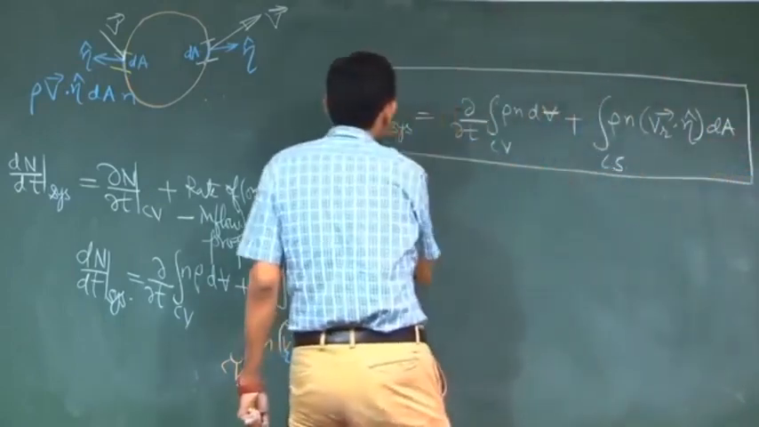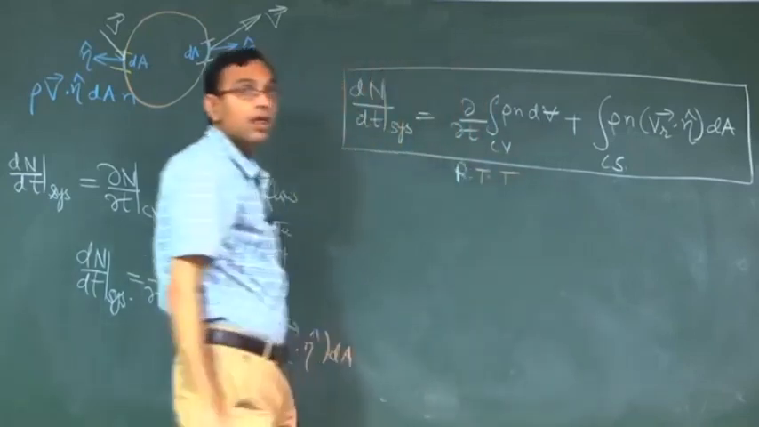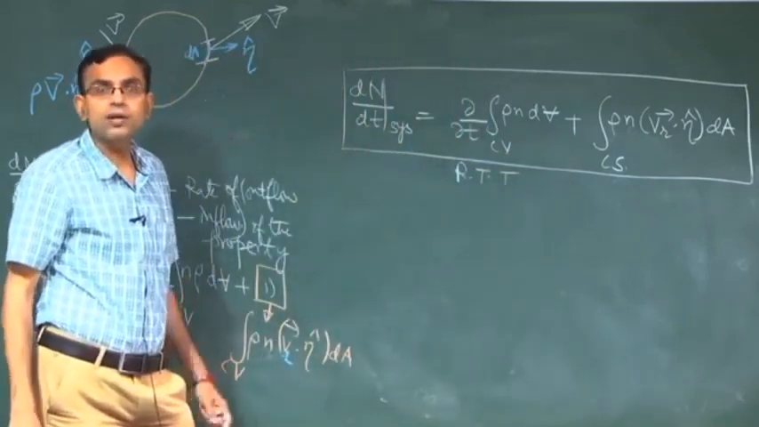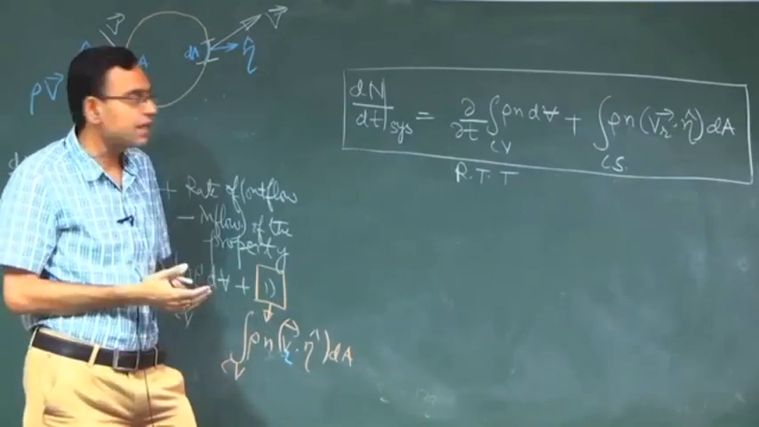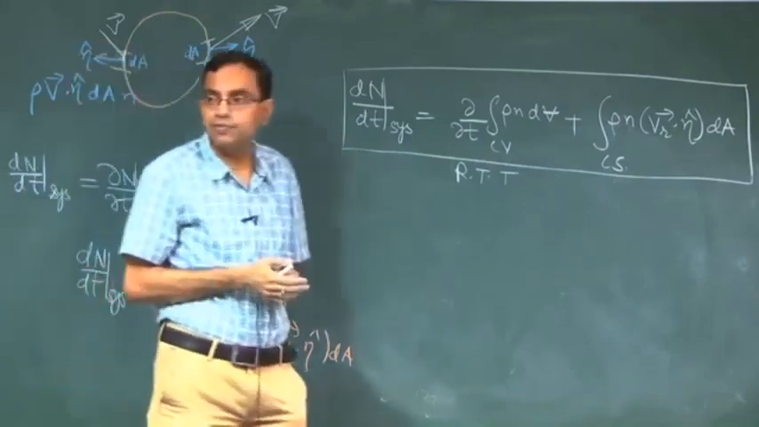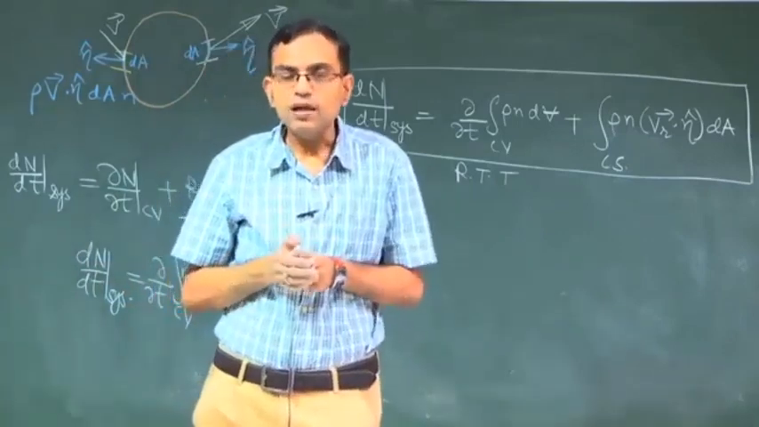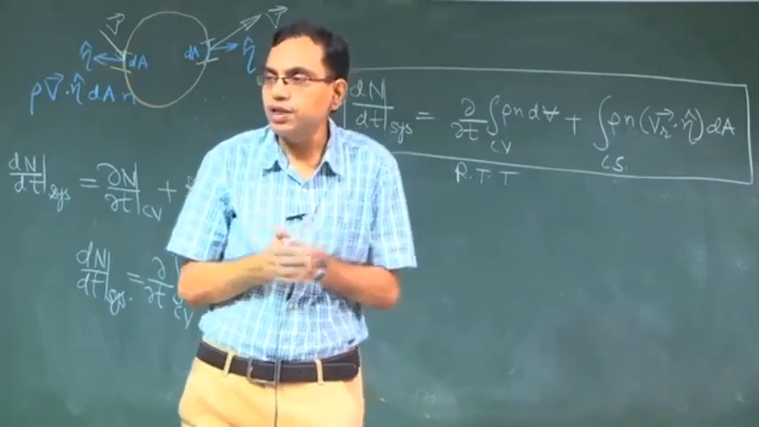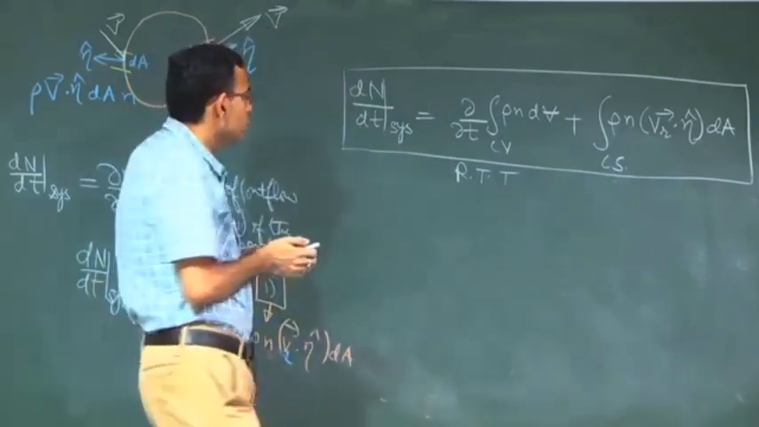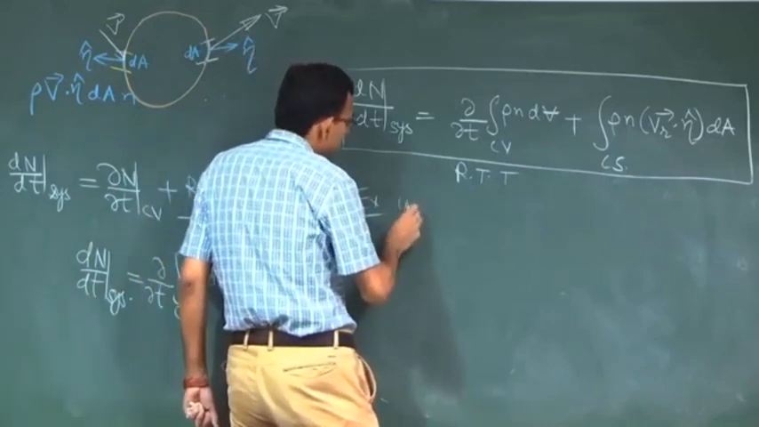This is known as the Reynolds transport theorem. This is such a powerful theorem that virtually any equation in fluid mechanics, any conservation equation, can be derived from this. So, in this lecture we will give an example of how the conservation of mass can be derived from this. So, example: conservation of mass.